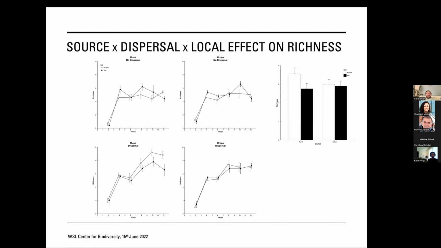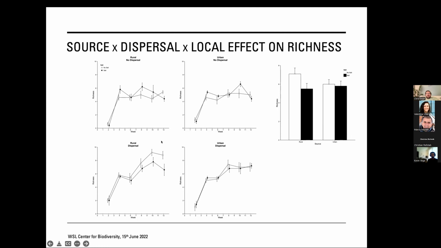I'd like to point out a couple of things. The first is that when you have no dispersal, the lines flatten out at a lower richness than when you have dispersal. That's what you can expect from this basic theory. The more you add colonizers, the higher the richness. The second thing is that where you have rural colonizers, you get higher richness. Where you have dispersal, then you get urban.